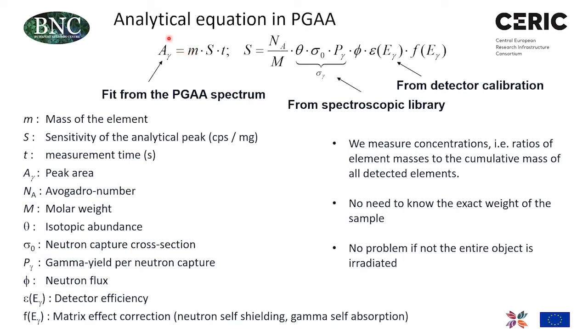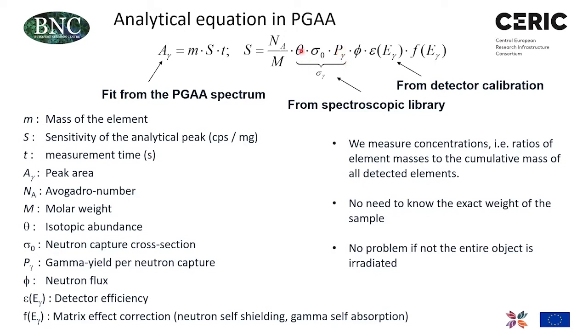And in order to achieve this, we record the spectrum where we have peak areas. And these peak areas are proportional to the masses and the measurement time via this sensitivity factor S. And this can be expressed as the multiplication of several natural constants like Avogadro number, molar number, the isotopic abundance of the selected isotopes, the neutron capture cross-section, which is available from tables, and there is this P gamma, which is the number of gamma rays emitted for one neutron capture. So this is a number between 0 and 1.